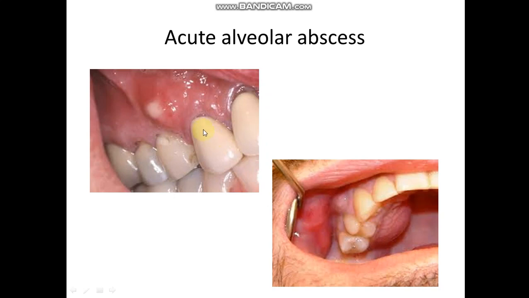Labially, which is actually the most common, the abscess is found as swelling in the labiobuccal vestibule. There is redness and also pain. Lymphadenopathy could be associated as well. Here, as we can see, the abscess might penetrate the soft tissue and give what we call a sinus tract.